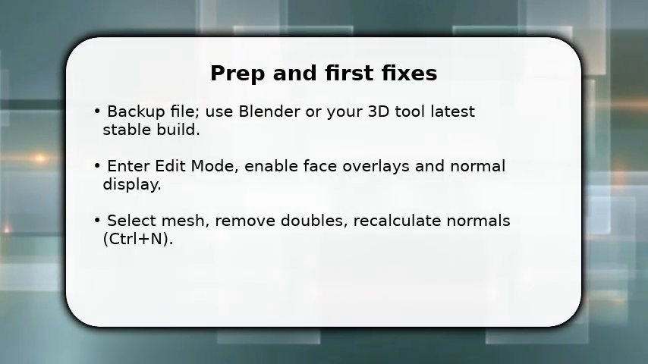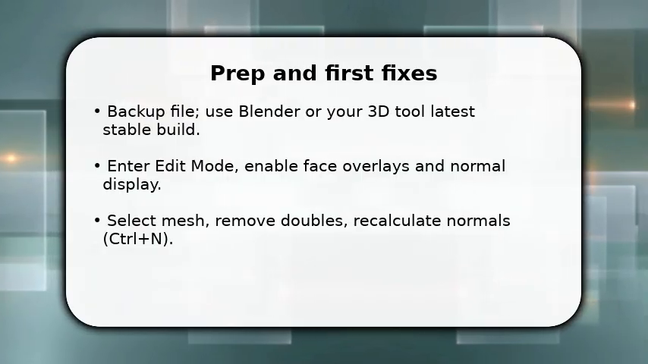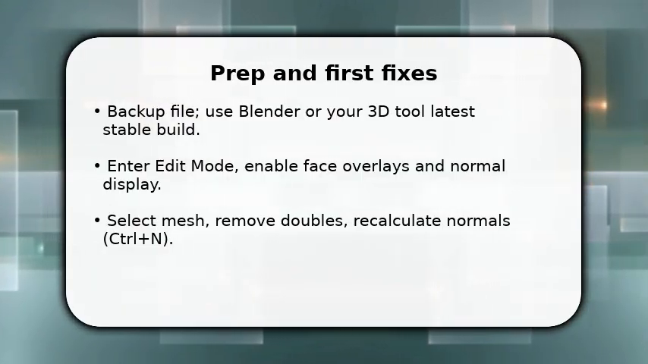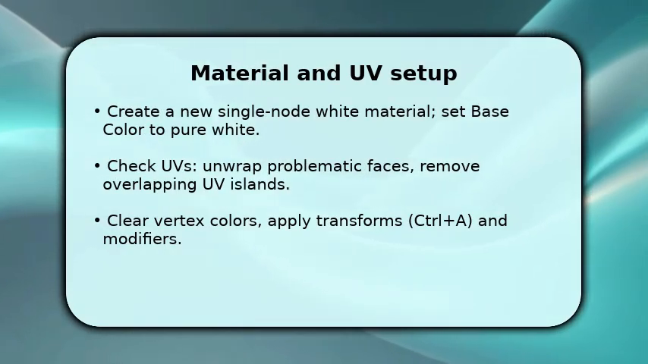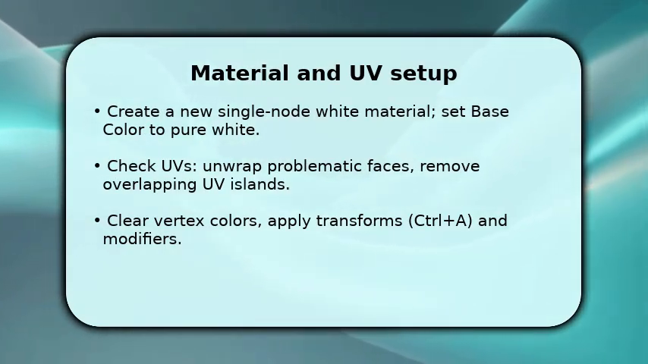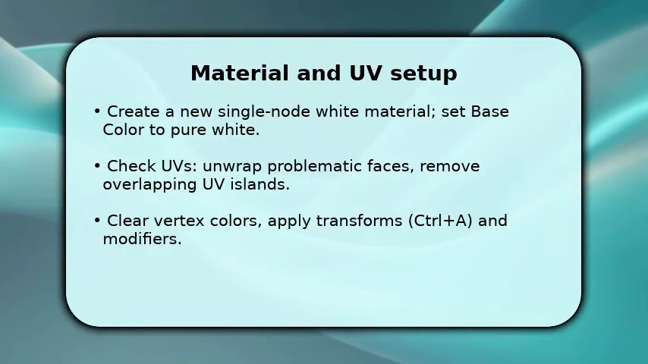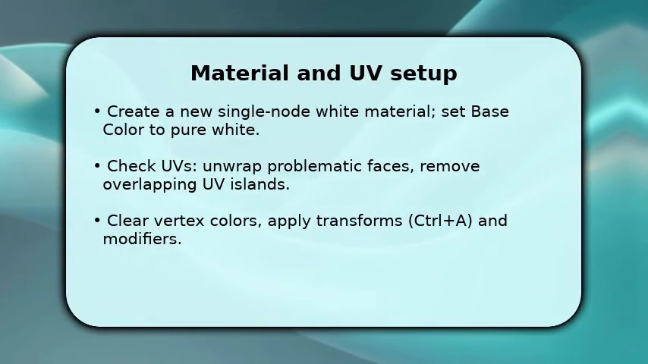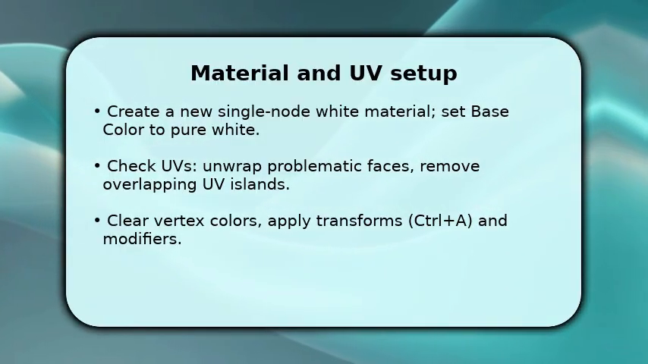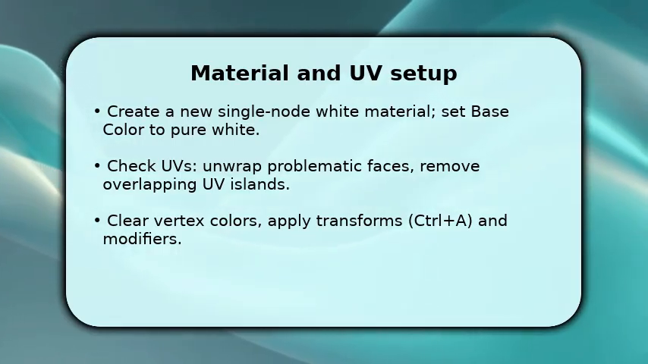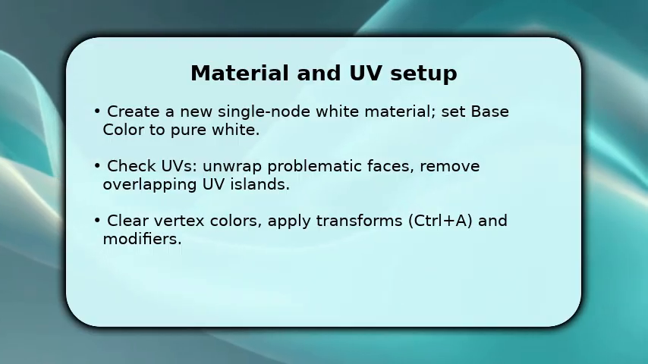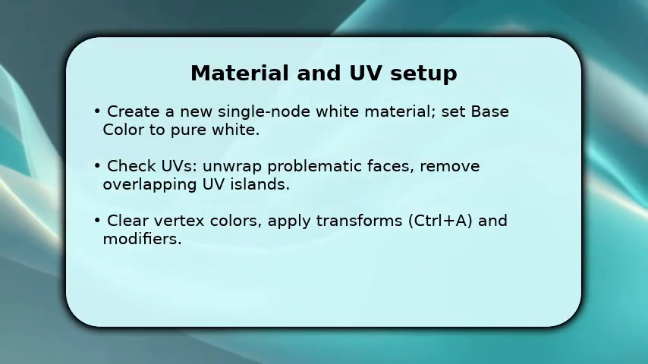Make sure non-manifold edges are highlighted and addressed before moving on to materials and shading. Once normals are correct, assign a clean white material to the affected faces. Create a single Principled BSDF with base color set to pure white and no extra textures. Then inspect UVs, unwrap faces that look stretched, and remove overlapping islands that can bake unpredictable shading.